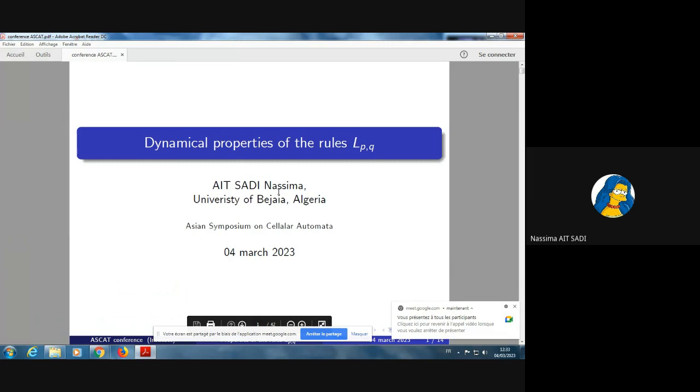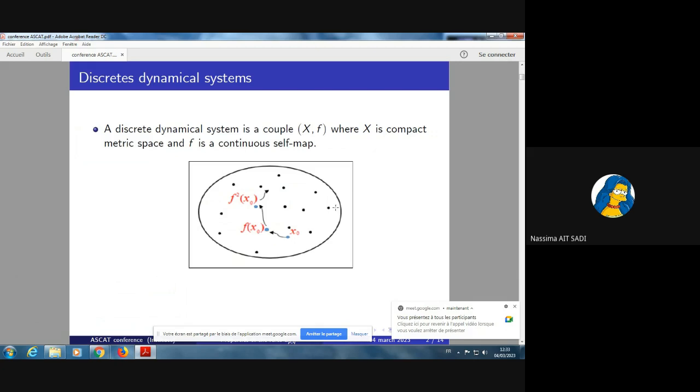Good afternoon, everyone. I would like to thank the organizers for the invitation. My talk is about the dynamical properties of the rules LPQ. Let's start with some basic definitions of dynamical systems. A discrete dynamical system is a couple (X, F), where X is a compact metric space and F is a continuous self map. You can think of F as a way to move points inside the space X.